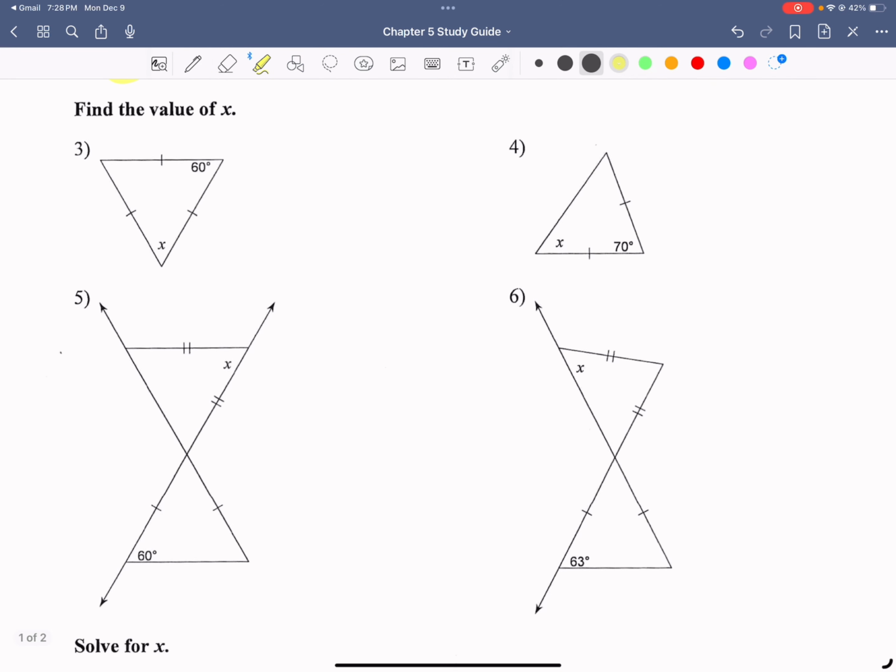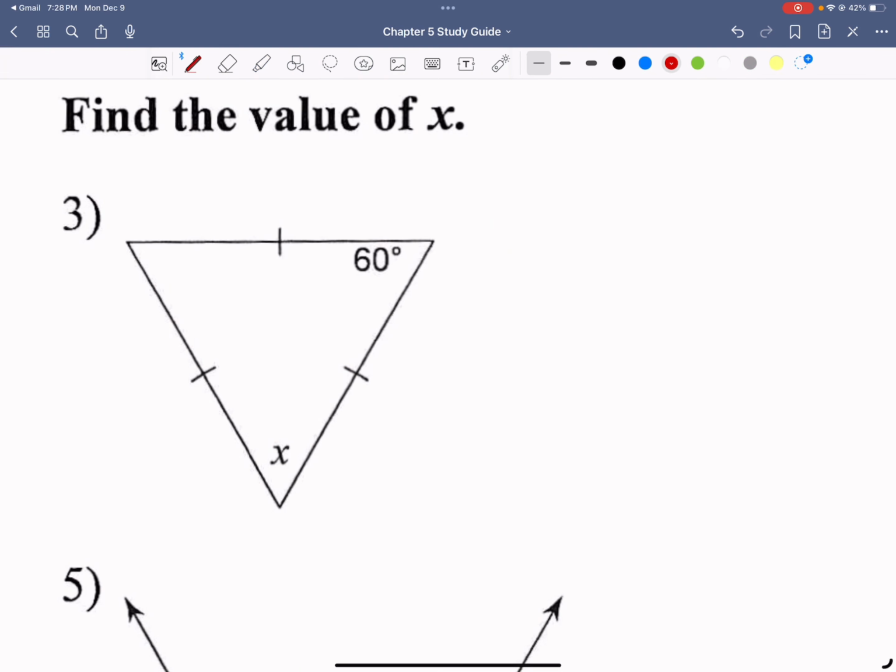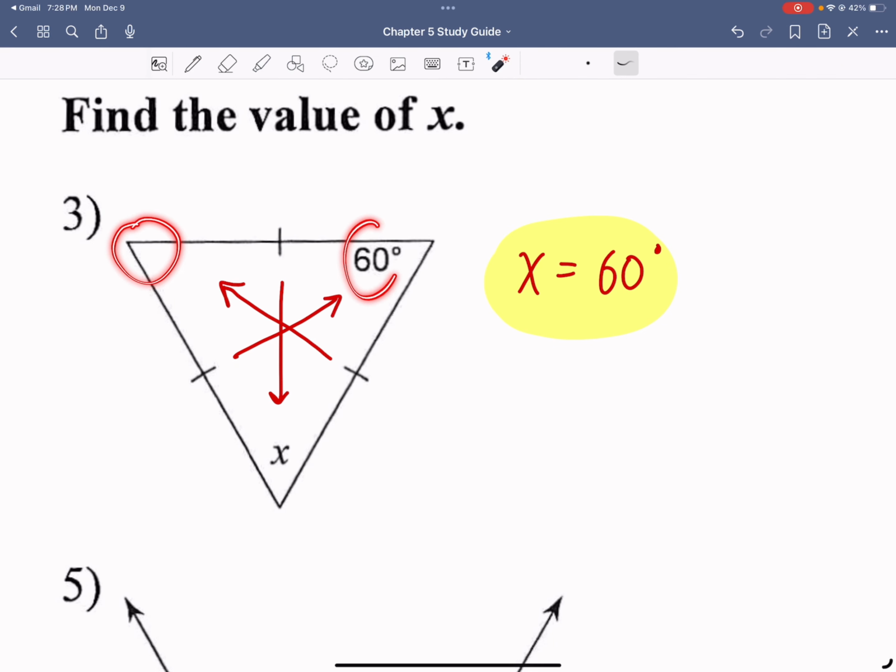So this one's from section 5.4. Just find the value of X. This one's pretty easy, because if 3 sides are congruent, then that means 3 angles must also be congruent. So this must be 60. This must also be 60. That's one way to look at it. So automatically you know that X is just 60 degrees. If you want to do the arrow notation, I know not everyone's a fan, but basically this shows that every angle that's congruent to every side is also going to be the same. So X is equal to 60.